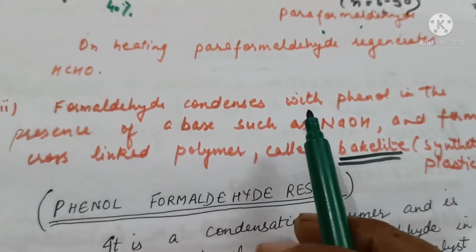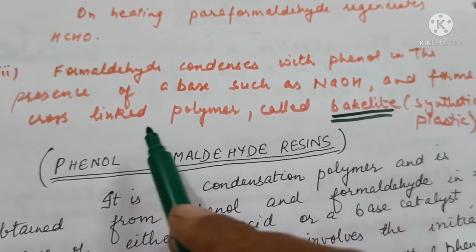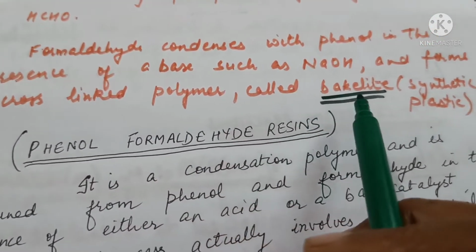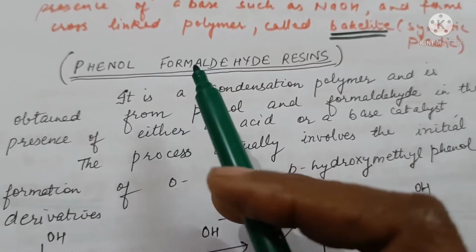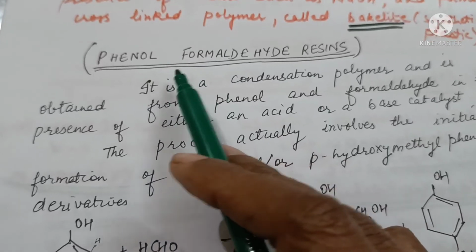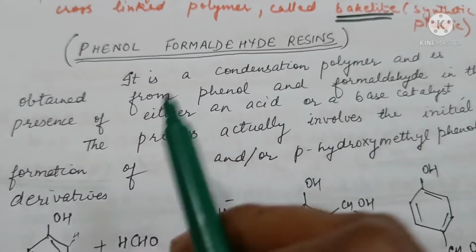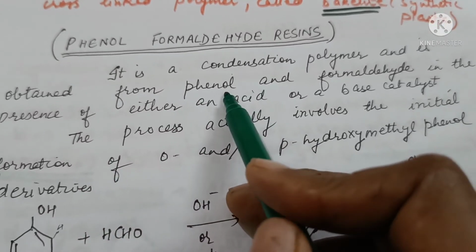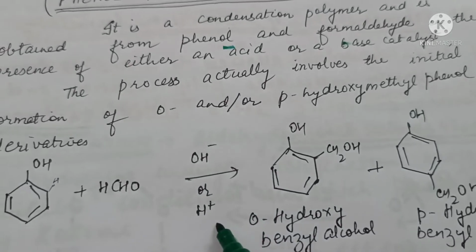Then formaldehyde can condense with phenol in the presence of a base such as NaOH and form cross-linked polymers called Bakelite, also known as synthetic polymers. Bakelite is also called phenol formaldehyde resin. It is a condensation polymer and is obtained from phenol and formaldehyde in the presence of either an acid or a base.